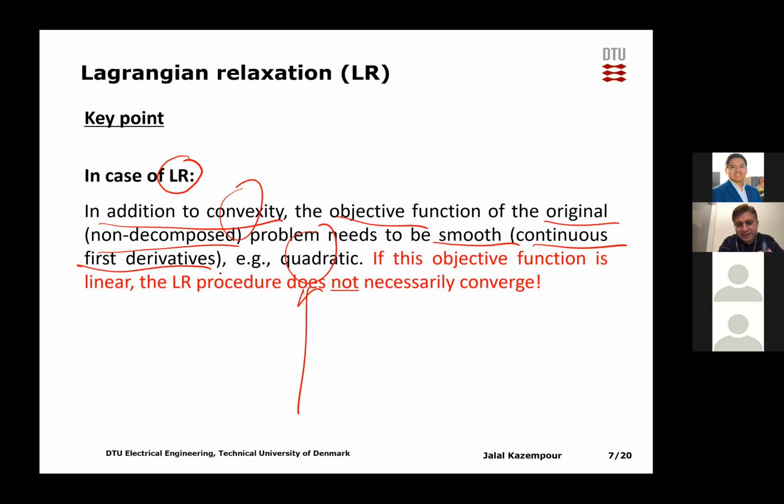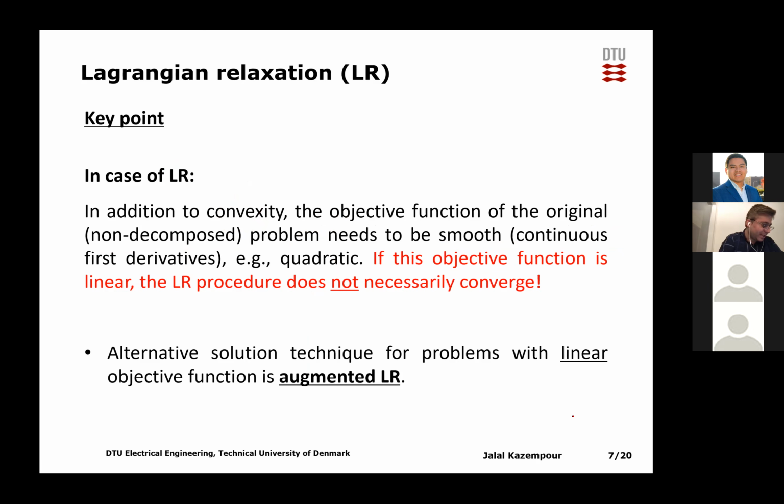Later, not now, especially in the case of ADMM, I'll provide more references, since we may need more requirements to make sure ADMM will converge to global optimality, like Lipschitz continuity. I'll provide some slides later. So if the objective function of the original problem is linear, then that's why we need the augmented version of LR, the augmented Lagrangian relaxation.